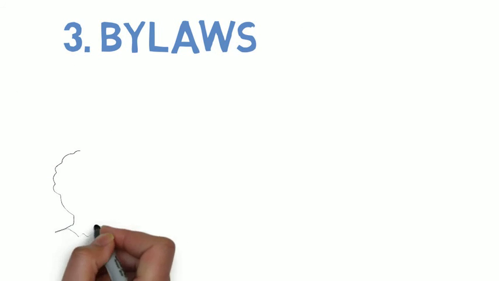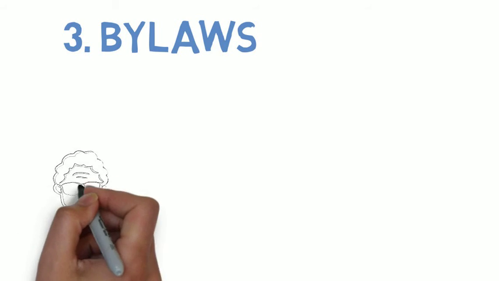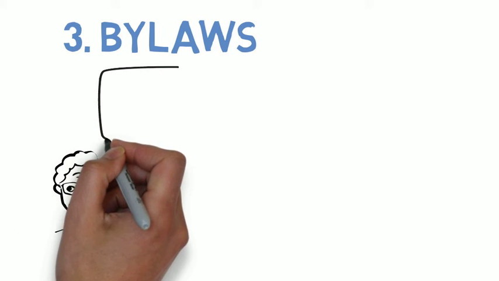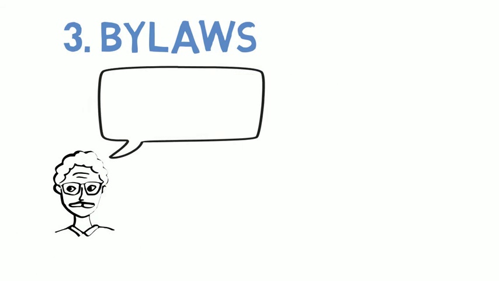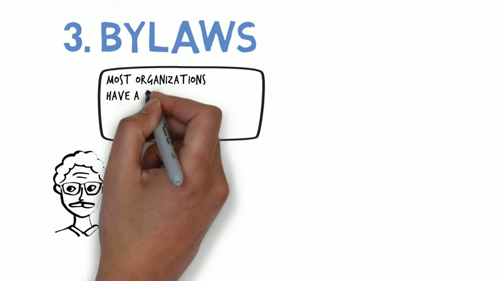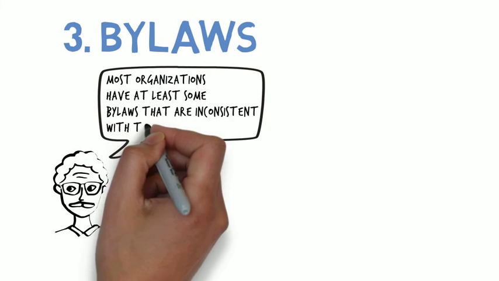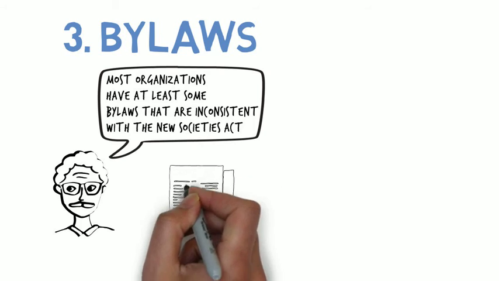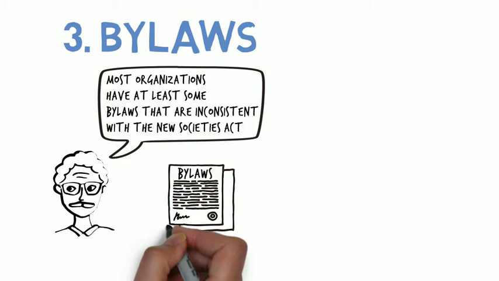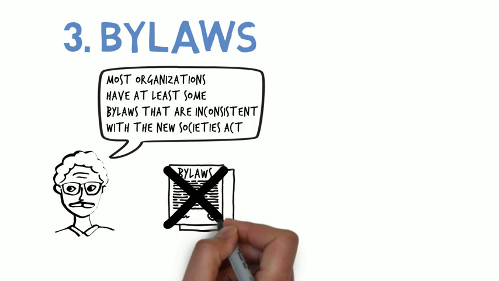A third way in which the new Act affects existing societies relates to society bylaws. Your society's bylaws set out the rules for governing and operating the society. Most organizations have at least some bylaws that are inconsistent with the new Societies Act. In these instances, the bylaws have no effect. The matter is governed by the new Act.